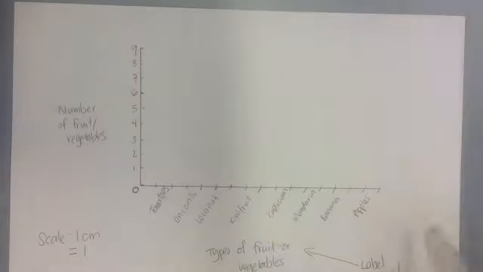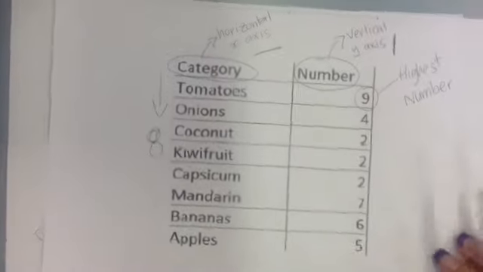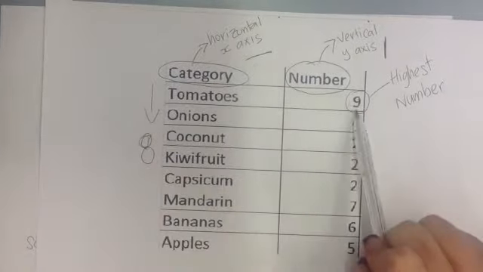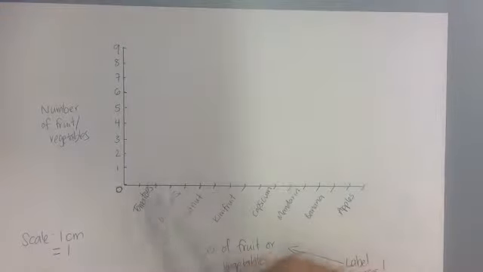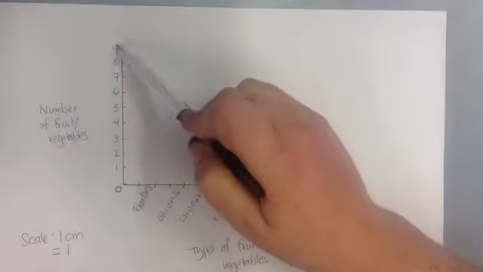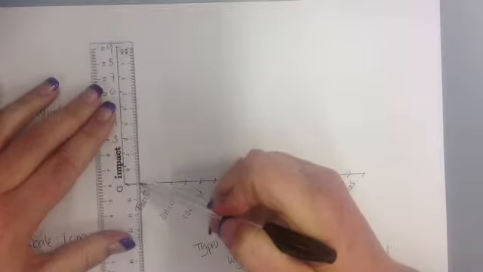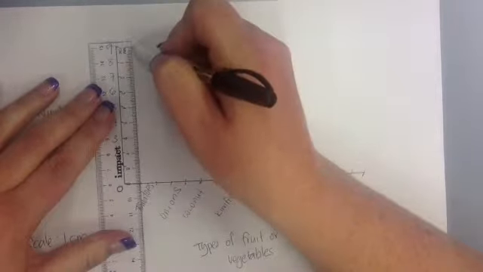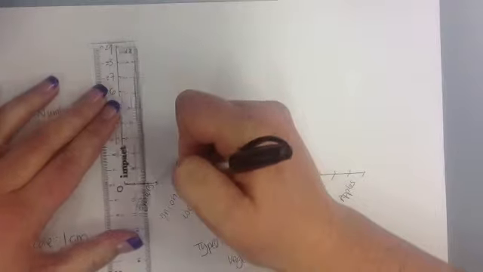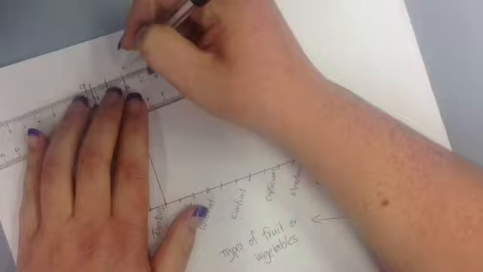Step 6, last part, is to put the bars on our graph. So category is tomatoes and the number is 9. So on our graph, find tomatoes and 9, and we rule our line from where the category is to the part where our number is. Remember, we're making bars, so let's make it a proper bar. So that's the first one.